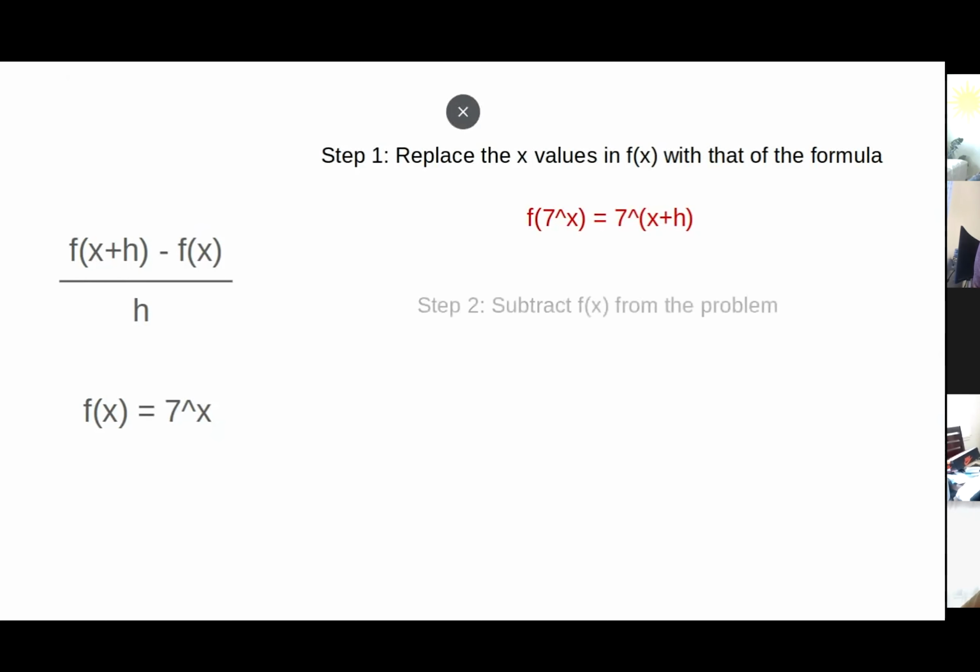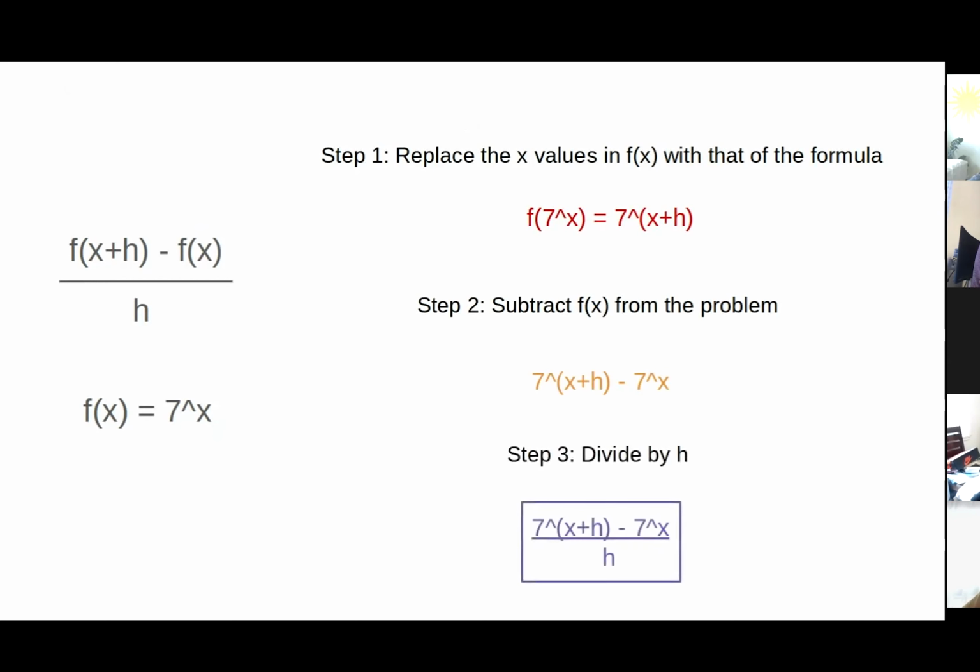And then after that, you will subtract f of x from the problem, because you can't really distribute anything after that or simplify anything further. So you just have to subtract 7 to the x power from the whole equation. And then finally, just divide it by h to simplify everything. You can't really do anything further, so that will be your final answer. So this is another example of a type of problem that uses this formula.